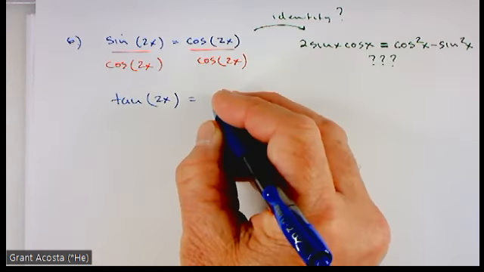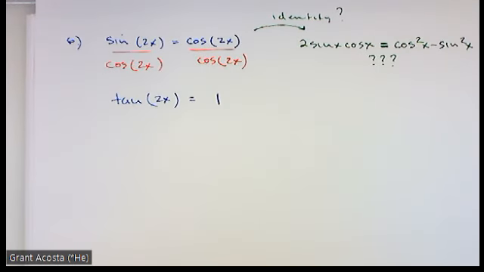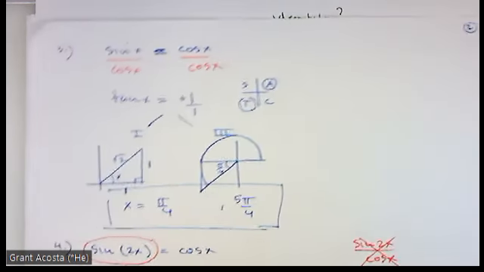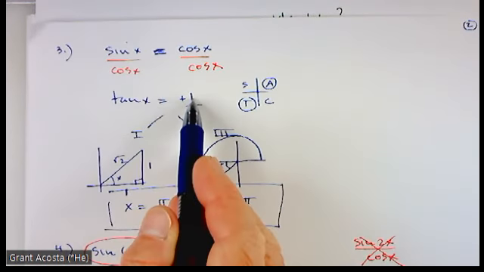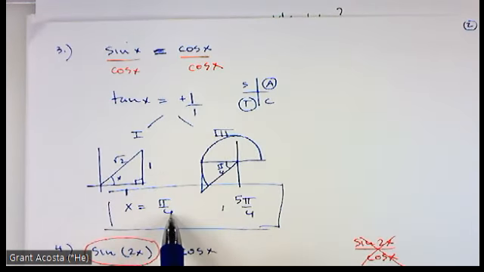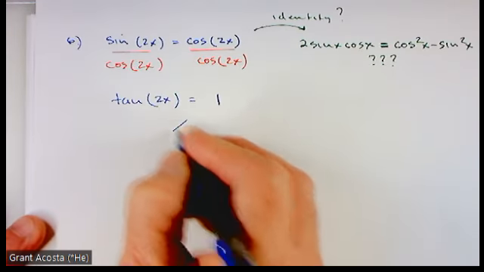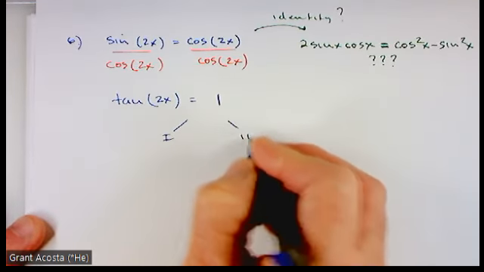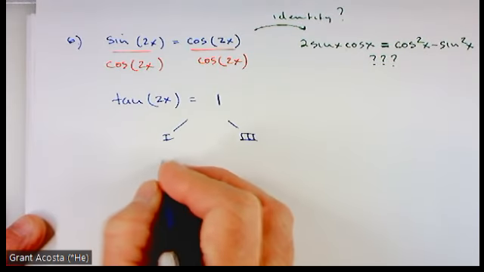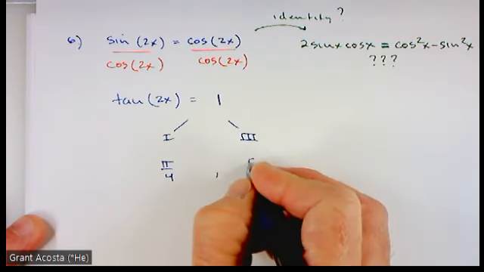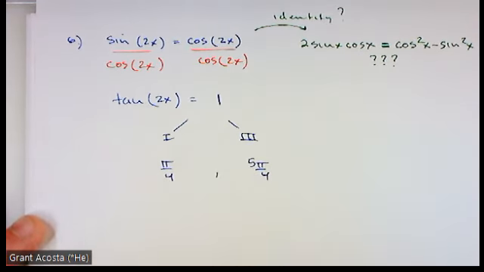Now, where does the tangent function equal 1? We did that on a previous problem. I'm going to shorten this up again. On number 3, we found out that the tangent function equals 1 at pi over 4 and 5 pi over 4. So that would be in the first quadrant or the third quadrant. Pi over 4, 5 pi over 4.